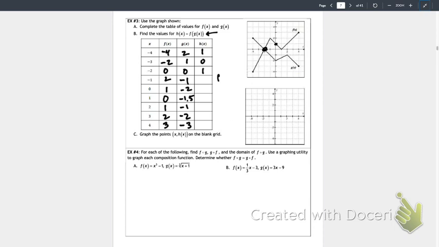Next, we're going to do f of g of negative 1. G of negative 1, let me erase these on here. G of negative 1 would be, oops, not there. It's going to be right here at negative 1. And so then we're doing f of negative 1, and f of negative 1 is right here at 2. All right, next we were doing f of g of 0. G of 0 is right here at negative 2, so we're doing f of negative 2. And f of negative 2 is here at 0.